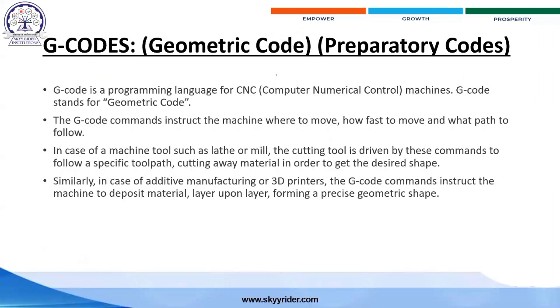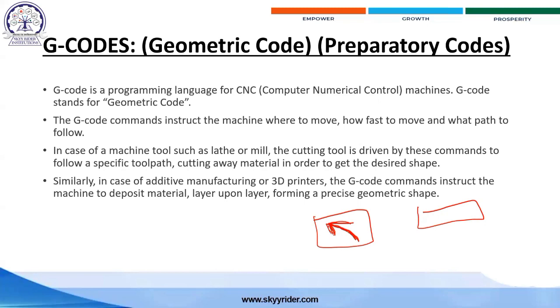Then the next is your G codes, or geometric code, or preparatory code. What is this code? We know that in CNC code, the tool path gets generated. If you want to perform something on the workpiece, that is called your tool path. On this basis only the tool will run. That is called your G codes. So this tool path can be generated using these G codes only.